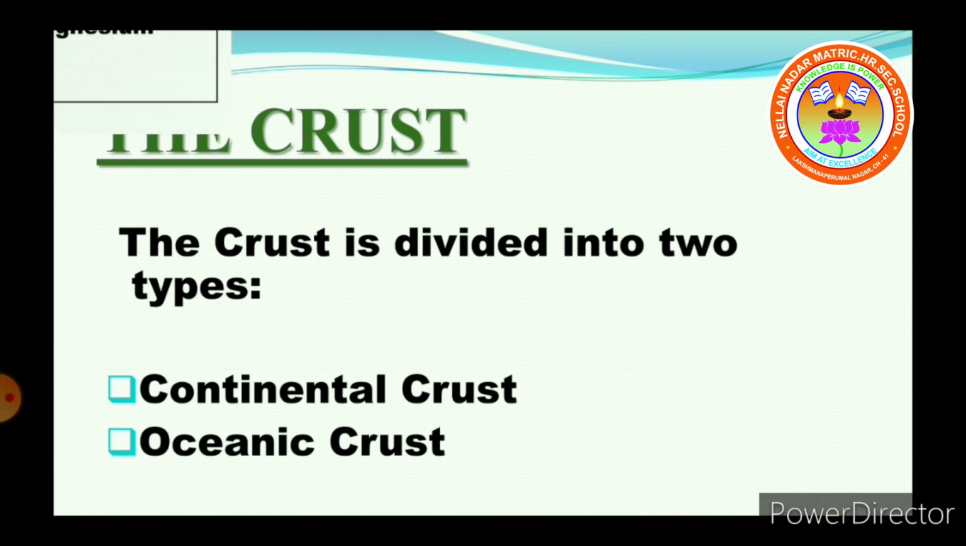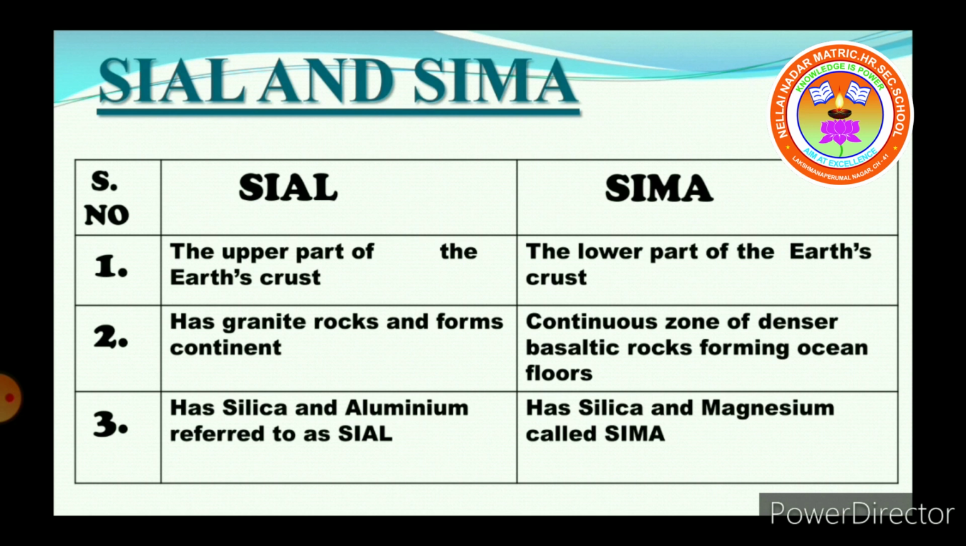Next, we learn about the Sial and Sima. The crust comprises two different parts, the upper part and the lower part. The upper part is otherwise called Sial, the lower part is called Sima. The upper part consists of granite rocks and forms the continents. It has the main minerals such as silica and alumina. The first two letters, Si and Al, are collectively referred to as Sial.